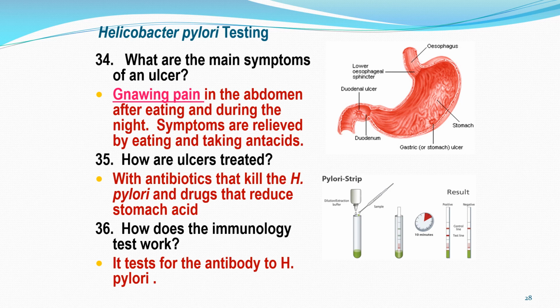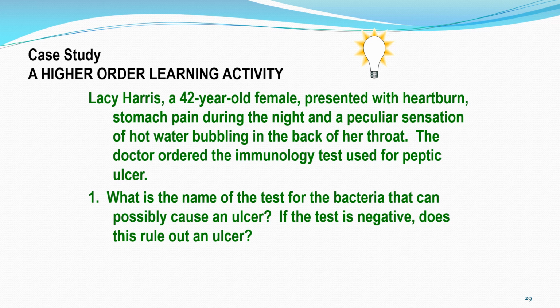So how does the immunology test work? It tests for the antibody to H. pylori. So Lacey Harris, a 42-year-old female, presents with heartburn, stomach pain during the night, and a peculiar sensation of hot water bubbling in the back of her throat. The doctor ordered the immunology test used for peptic ulcer. What is the name of the test for the bacteria that can possibly cause an ulcer? If the test is negative, does this rule out an ulcer?